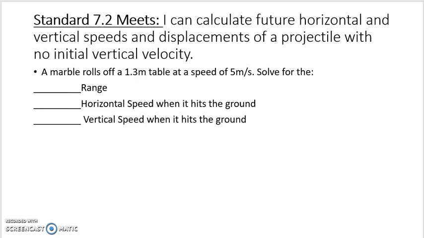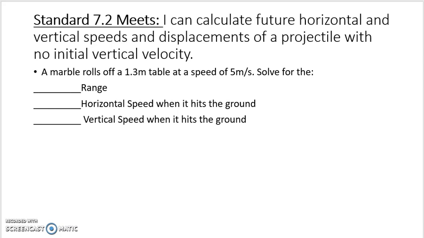Standard 7.2 gets at calculating the future horizontal and vertical speeds and displacements of a projectile with no initial vertical velocity. We need to remember that the word displacement is talking about the distance something travels in a general direction. So if the information that we have is that a marble rolls off a 1.3 meter table at a speed of 5 meters per second, we need to solve for the range, the horizontal speed when it hits the ground, and the vertical speed when it hits the ground.